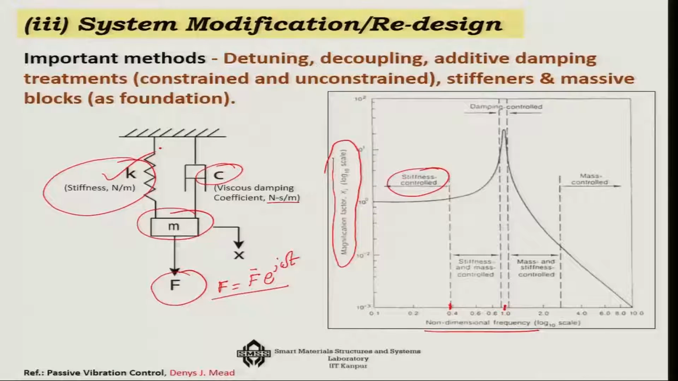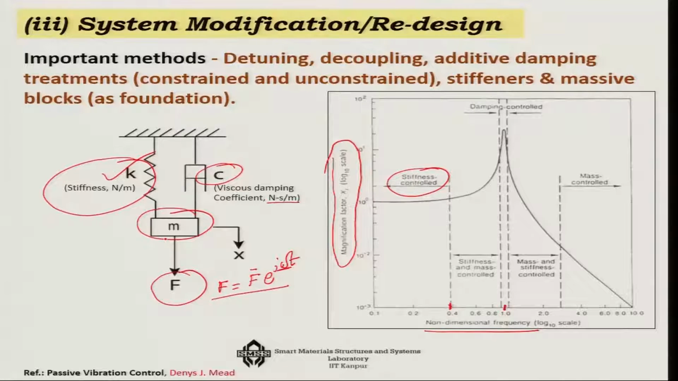So, that means until and unless the excitation frequency omega reaches a level where it is more than 40% of the natural frequency, the vibration can be controlled by stiffness itself. So, if I have to modify the system property, I would not touch the mass, I will not touch the viscous damping coefficient, I will only modify the stiffness of the system.